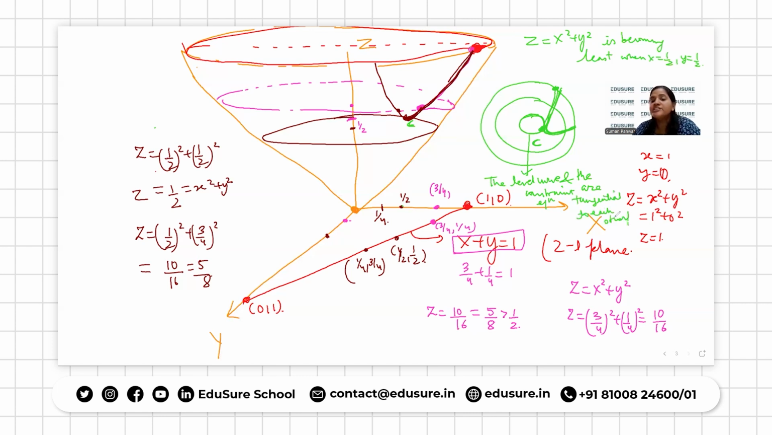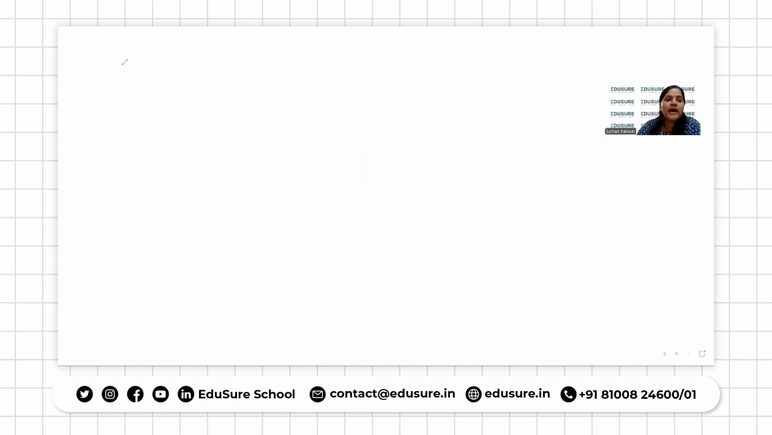Okay. They are becoming tangential to each other. They are touching each other. They are not crossing each other. So what is happening?